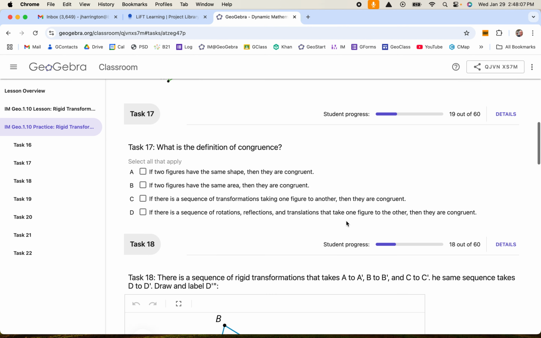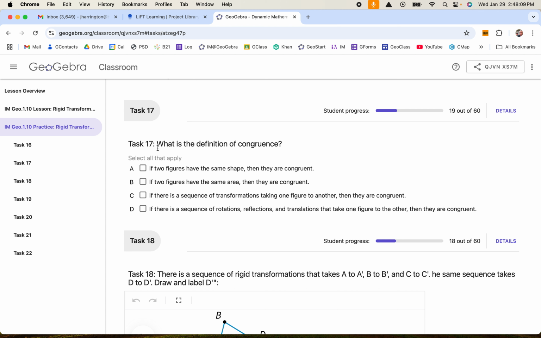All right, what is the definition of congruence? If 2 figures have the same shape, then they're congruent. If 2 figures have the same area, then they're congruent. If there's a sequence of transformations taking one figure to another, then they are congruent. And the last one says, if there's a sequence of rotations, reflections, and translations that take one figure to the other, then they are congruent.